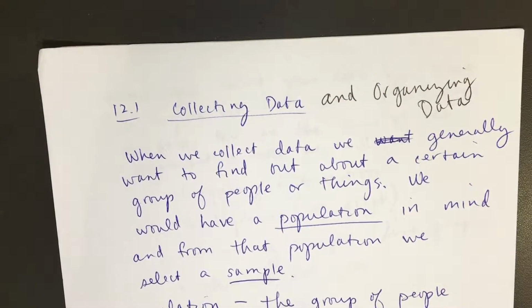And some words that you need to know: population. Population is the group of people or things that we want to know about. A sample would be a subset of the population that I might pick so that I can try to figure out what I want to know about the population.